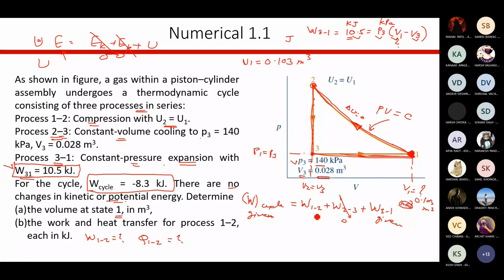So this is given. I have to find out W1-2. I can find it using this expression. Correct? The work done for a cycle is the summation of all the works in the processes. So tell me, what is W1-2 now? Minus 18.8 kilojoules. Okay, minus 18.8 kilojoule is W1-2. Okay. Now find out Q1-2 then.